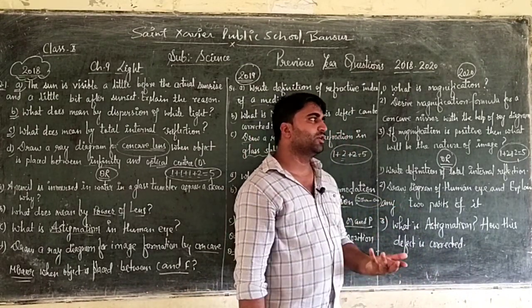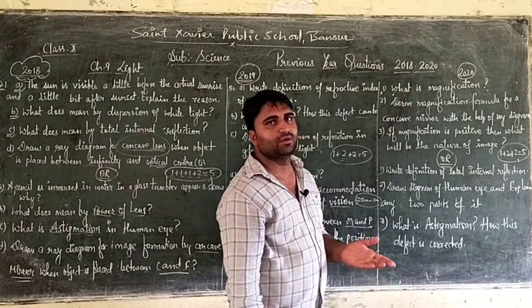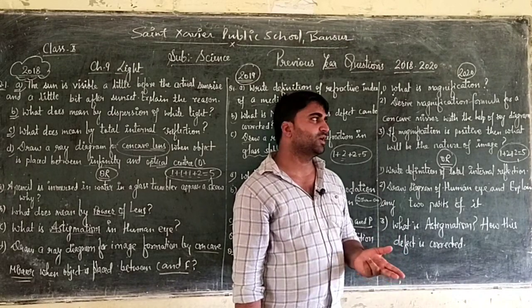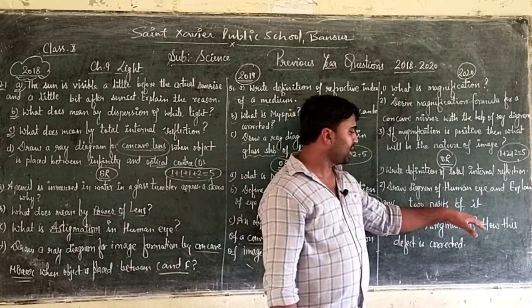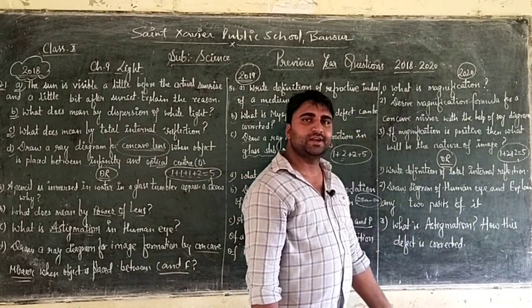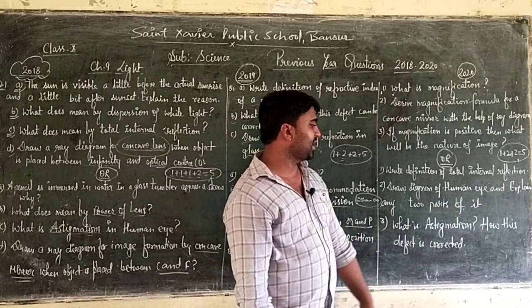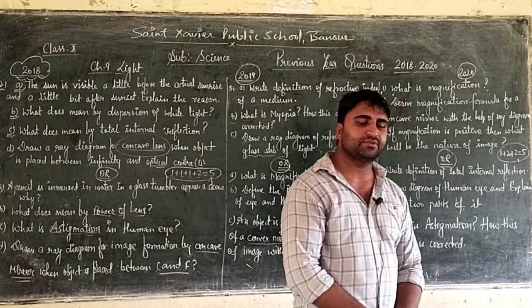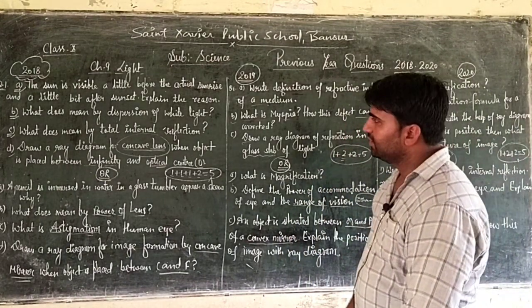The human eye, we have already read about that, and any two parts of that, such as pupil, iris, or choroid, any two parts you can take. Now, what is astigmatism and how is this defect corrected? You know very well, by a cylindrical lens we can solve this problem. And this defect you know very well: in this defect a person is unable to see horizontal or vertical parts.